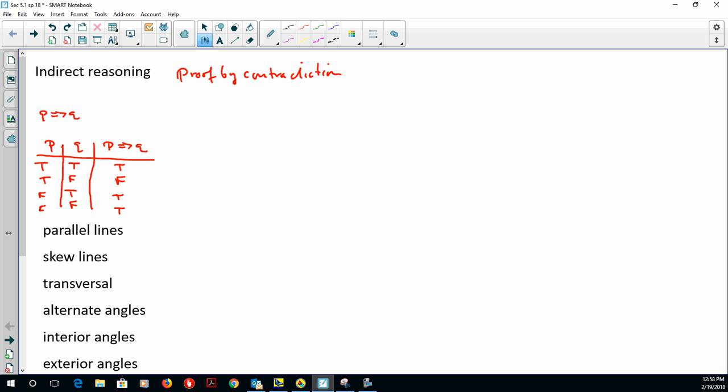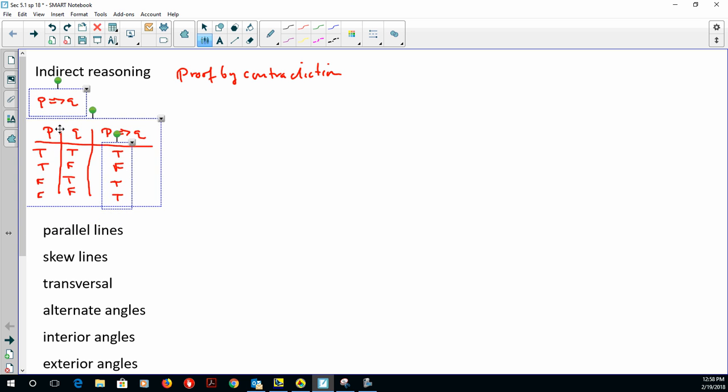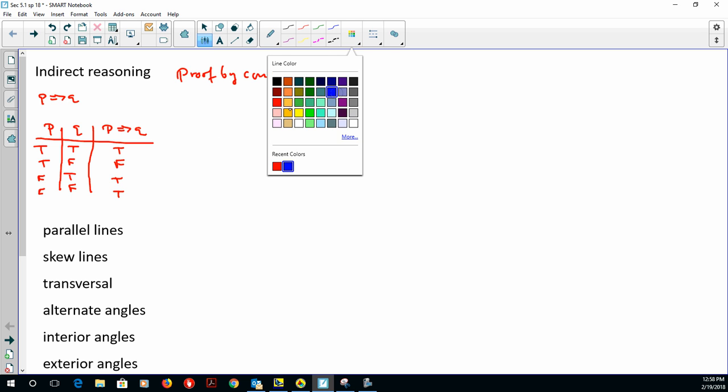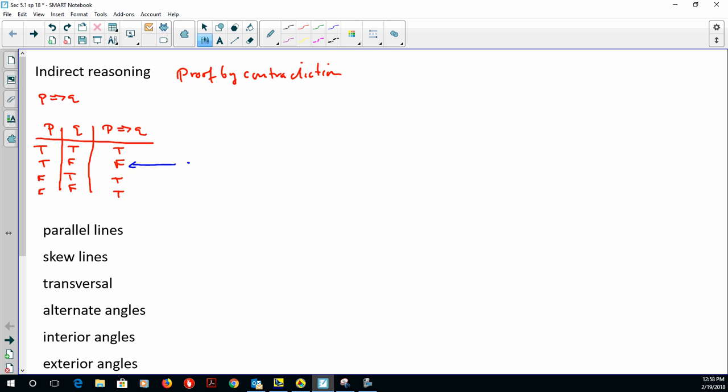When you're looking at a conditional statement, the only time it is false is here. A conditional statement P implies Q is only going to be false if P is true and Q is false. So when we do a proof by contradiction, what we basically want to do is to rule this situation out.